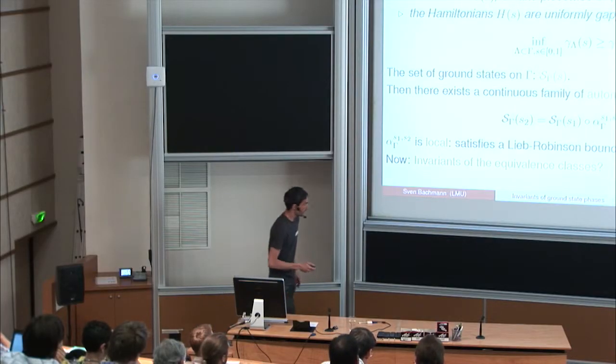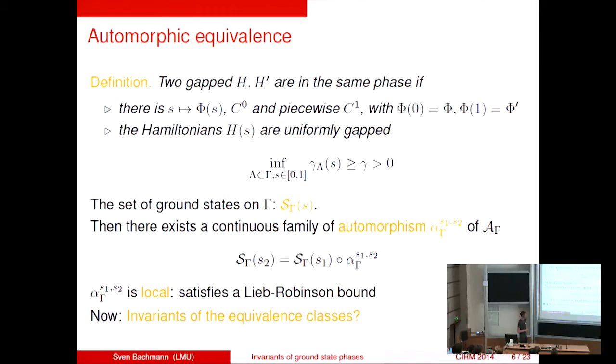Okay? Now, one result that follows from this definition: you have a definition involving Hamiltonians, and you expect that this implies something about these ground states. And this is exactly what this theorem tells you, namely if you have such a family, then you can construct this alpha, depending on the parameter s and gamma. So it's an automorphism of the algebra. And what does it do? Well, it takes the ground states of the system at parameter value s1, and it maps them to ground states of the system at parameter value s2.